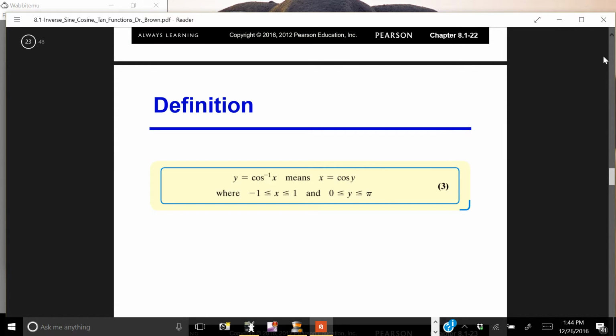So now the definition of inverse cosine function means that if y is equal to inverse cosine of x, then x is equal to cosine of y, where x can be between -1 and +1 inclusive, and y is between 0 and pi.